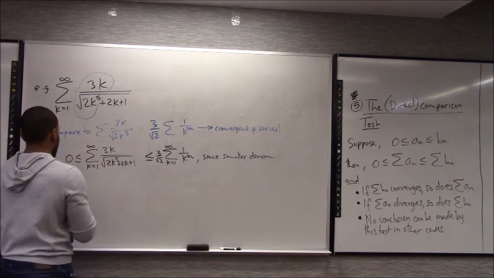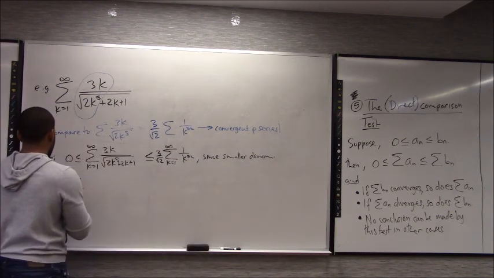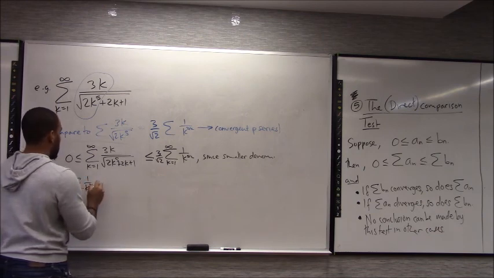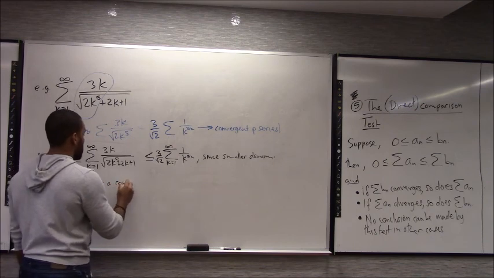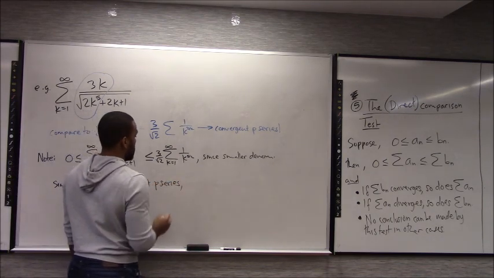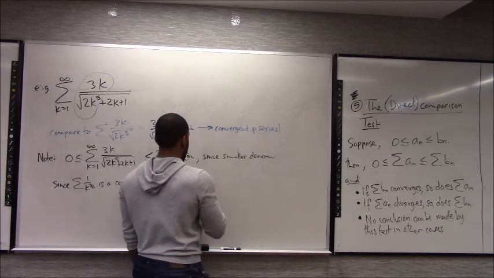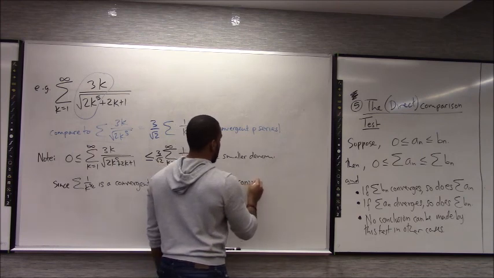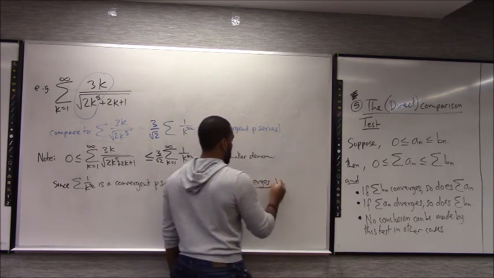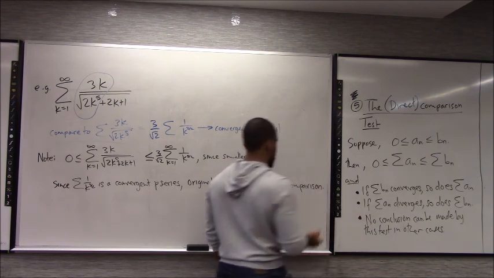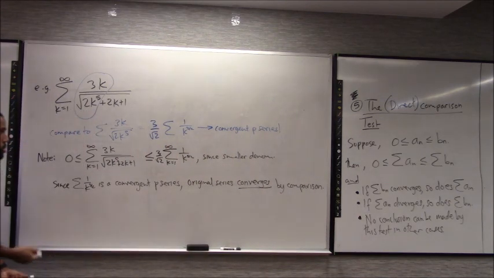And then you can say, since the series of 1 over k to the 3 over 2 is a convergent P-series, the original series converges by comparison. Right? And that would be how you would answer that. So this guy does converge.